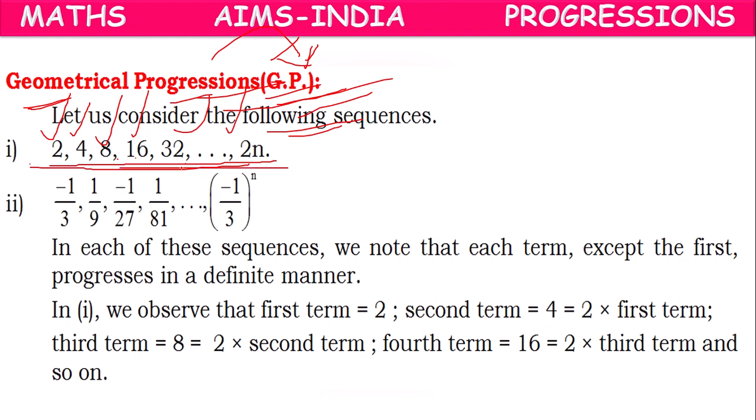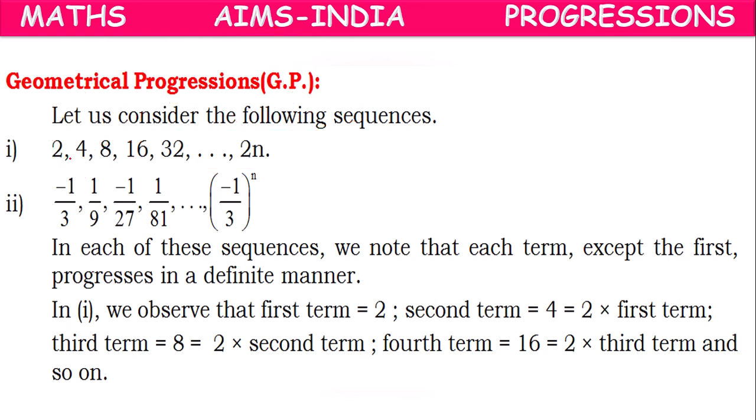And one more thing, not only are they even: 2 twos are 4, 4 twos are 8, 8 twos are 16, 16 twos are 32. Except the first term, all the other terms are obtained by multiplying the previous term with 2. How did we get 8? By multiplying 4 with 2. How did we get 32? By multiplying its previous term with 2.